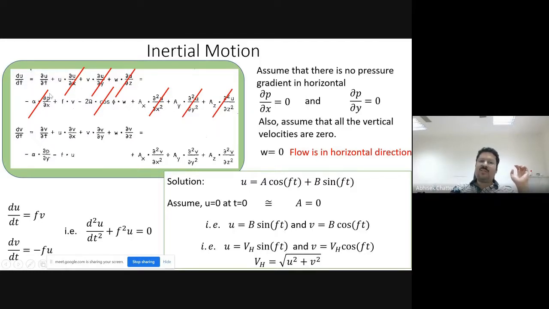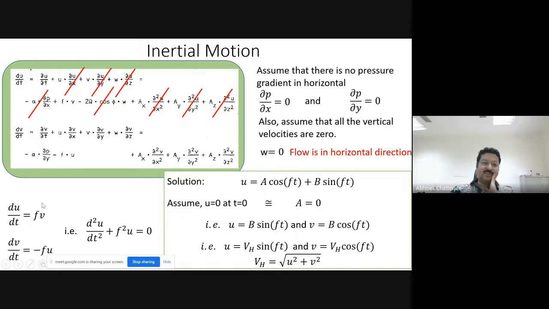I am also assuming that there is no gradient. There should not be any external pressure, external force, so the gradient force is also 0. So W is also 0, that means this term is also small, gone, and there is no friction. So if we do that, then what we'll get? On the left hand side, del u del t is balanced by Fv.